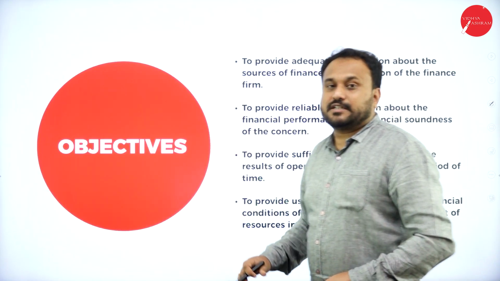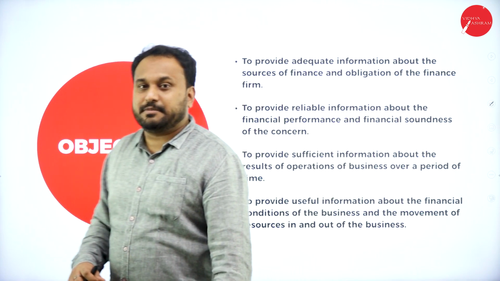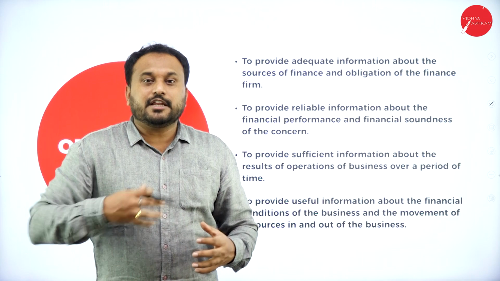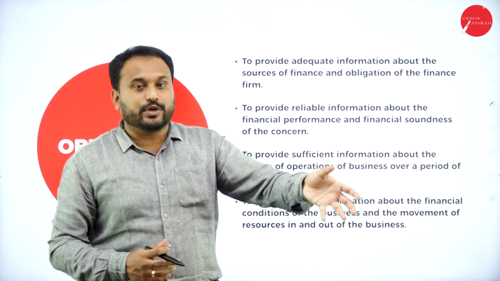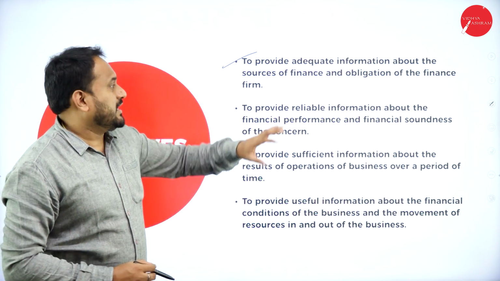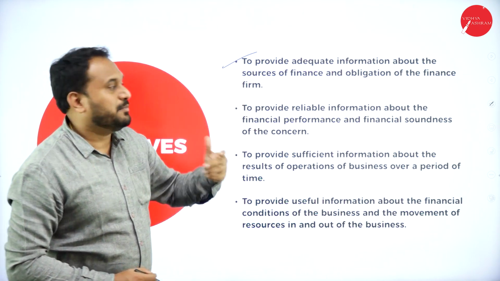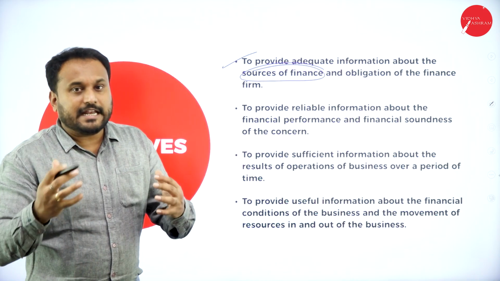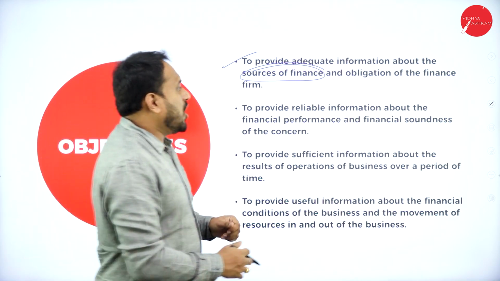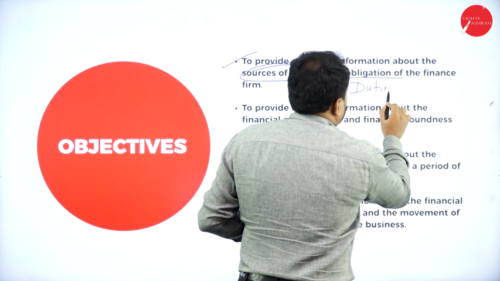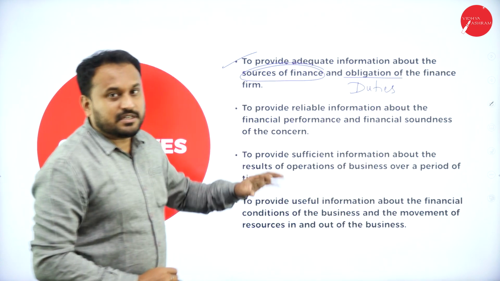Now, what are the objectives of analysis of financial statement? Why exactly do we need to do it? If we know why we do it, then you will be able to understand how we do it. The first one is to provide adequate information about the sources of finance and obligation. When I say sources of finance, in the sense, from where all we are getting the finance. And obligation in the sense of duties of the finance firm.